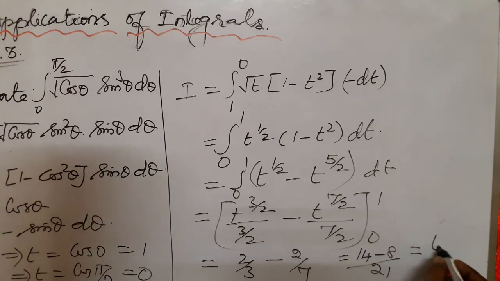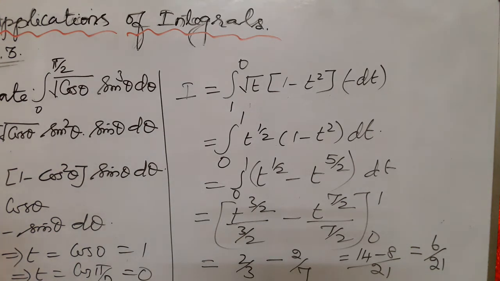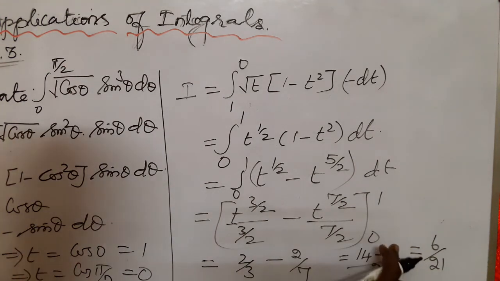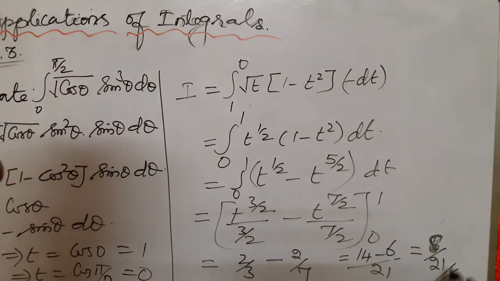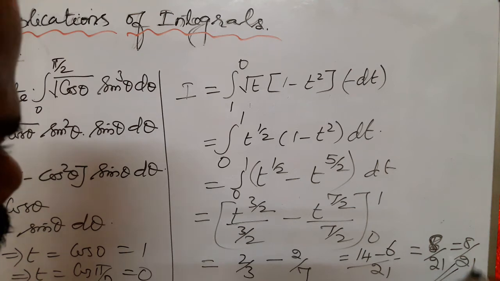14 minus 6, sorry. It is 14 minus 6 is 8 by 21. So the final answer is 8 by 21.